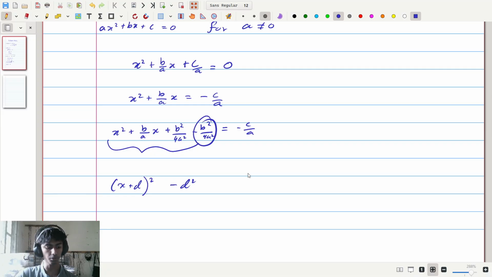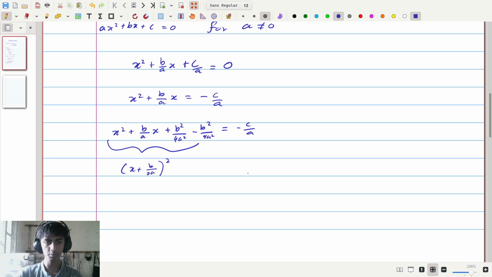So writing that down, in this case d is b divided by 2a, so therefore these first three terms, x squared plus b divided by ax plus b squared divided by 4a squared, is equal to x plus b divided by 2a whole thing squared. You can try to do x plus b divided by 2a whole thing squared if you want to confirm that that is in fact equal to these three terms here. And then we have an extra minus b squared divided by 4a squared term, which we are going to keep as minus b squared divided by 4a squared, and that whole thing is equal to negative c divided by a.